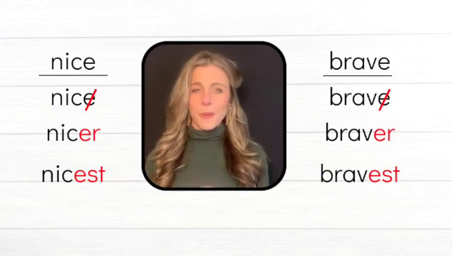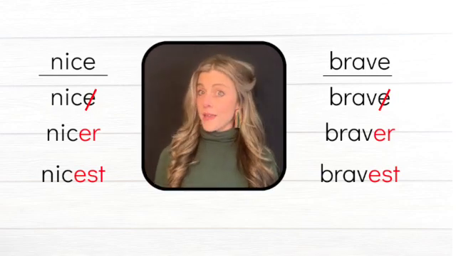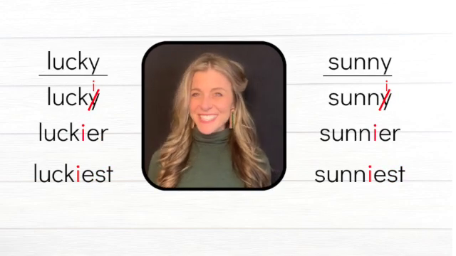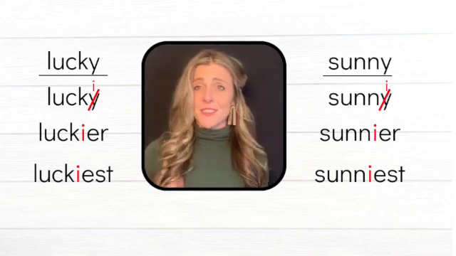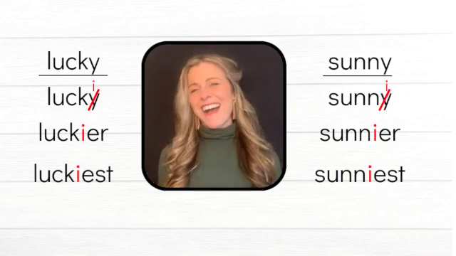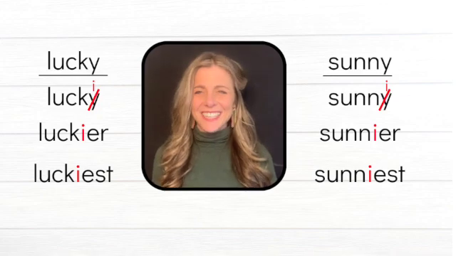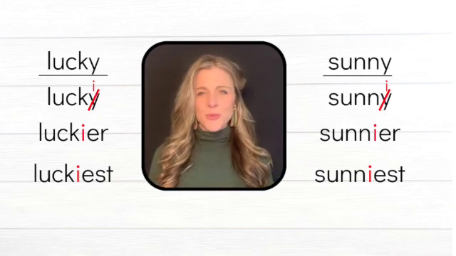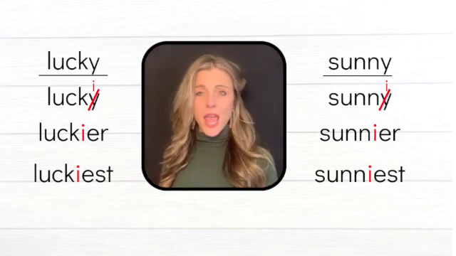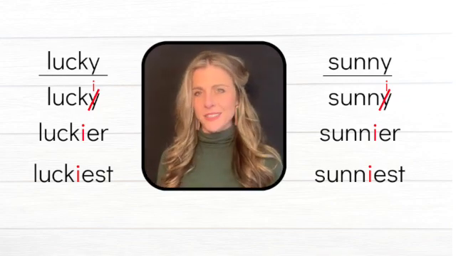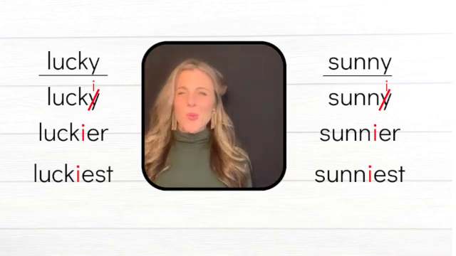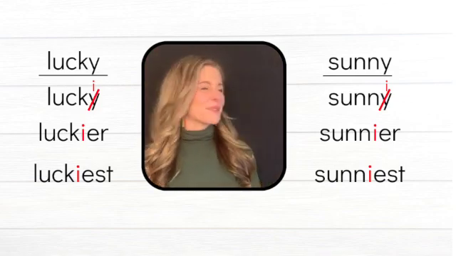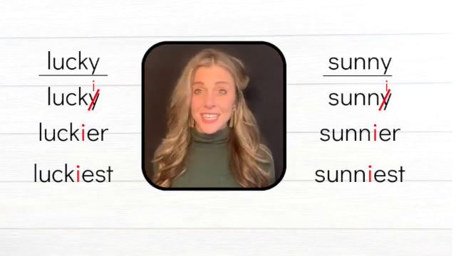Well, what about if it ends in a Y? You probably already just said, Mrs. Mann, you change the Y to an I and you add that ending. Yes. Okay, so we have lucky. Change that Y to an I, it becomes luckier and luckiest. I want to be the luckiest. And over here, that Y changed to an I lets us write sunnier and sunniest.